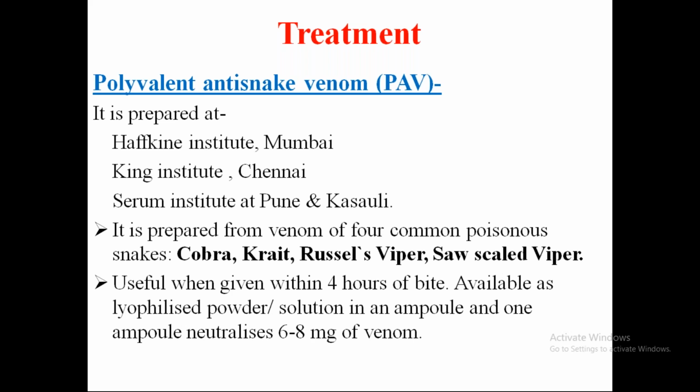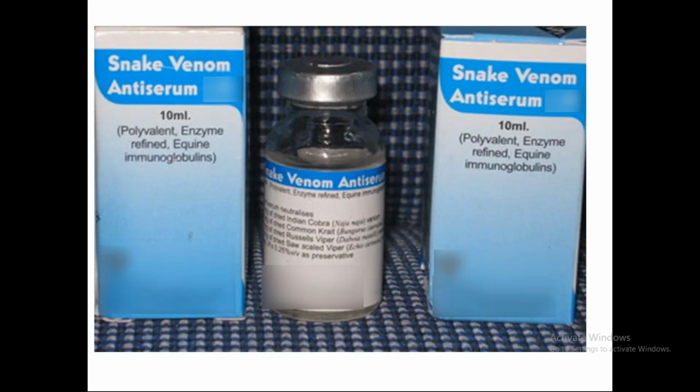It is available in lyophilized powder form. So you have to mix it with water to make it a fluid, and then you have to give it with normal saline into the body. It is mostly available in powder form only. One ampule, or one bottle, will neutralize about 6 to 8 milligrams of snake venom. So this is the snake venom antiserum, the polyvalent anti-snake venom.